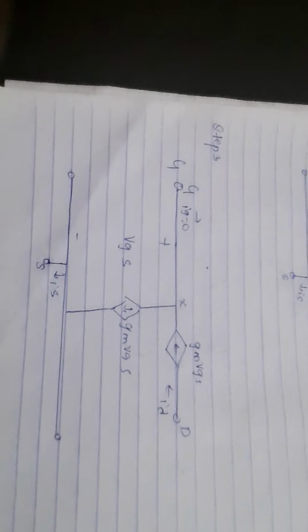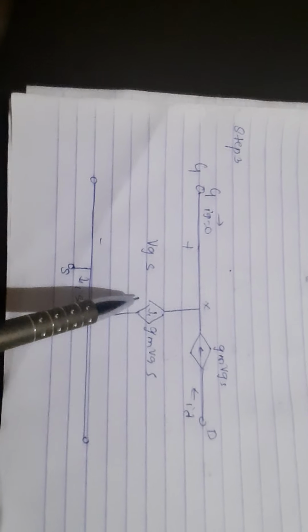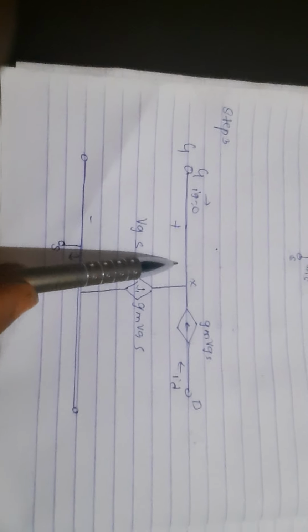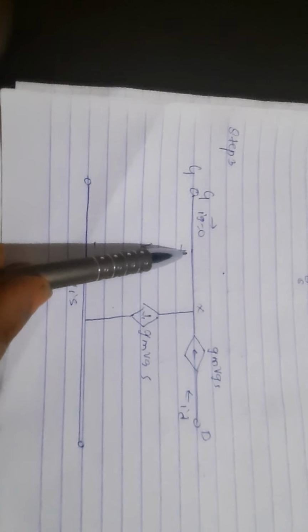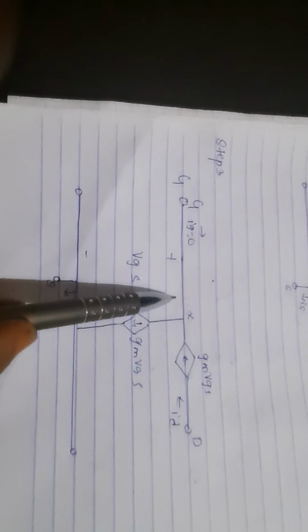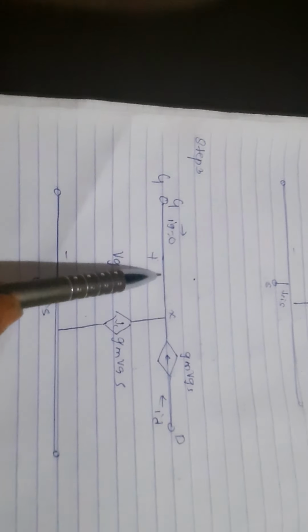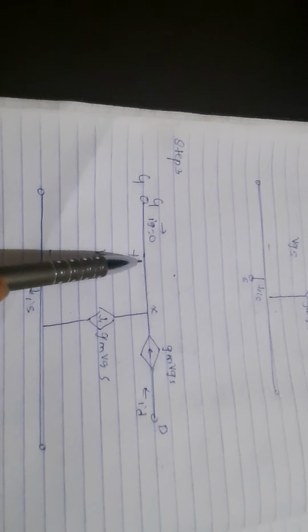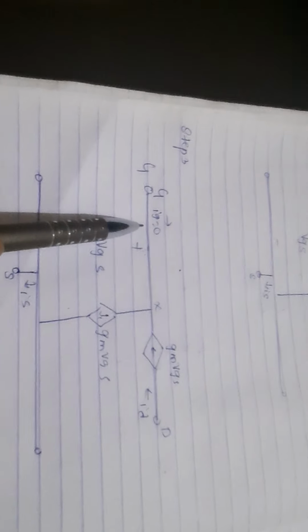Now the next point, the third step to draw the T model. The newly created circuit node, labeled X, is joined to the gate terminal G. We observe that the gate current does not change. After adding this, the gate current is not changing, it remains 0, and thus this connection does not alter the terminal characteristic.